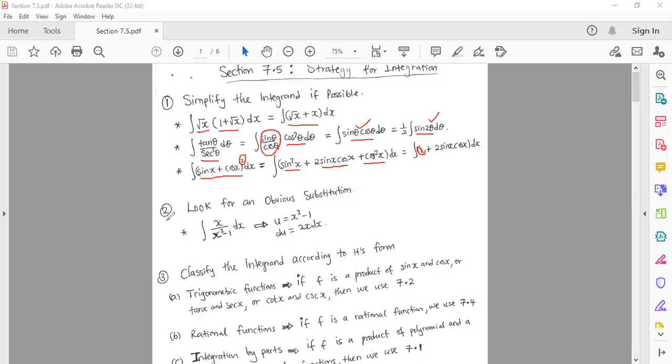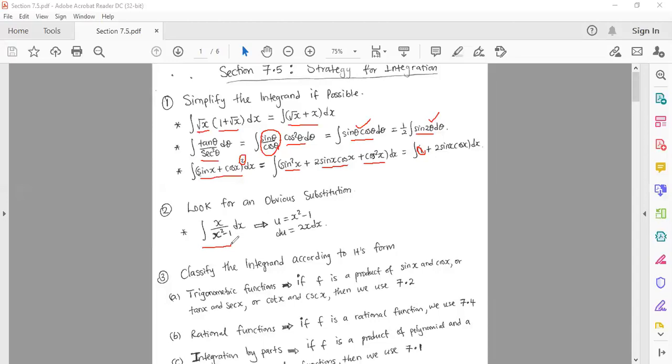The second strategy says look for an obvious substitution. Once I give you an integral, the very first thing you need to think of, the first thing we did after we introduced fundamental theorem of calculus part 2, was a U substitution. So think of U substitution before you start moving to other steps like by parts.